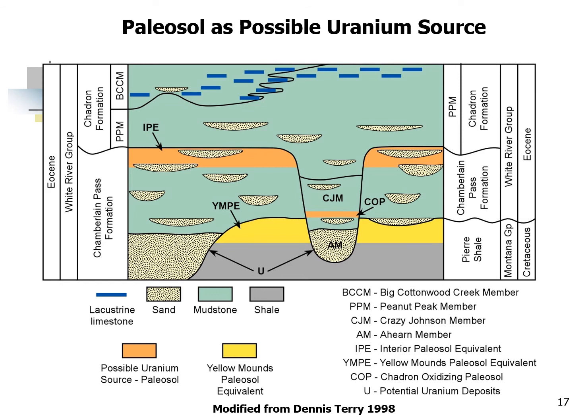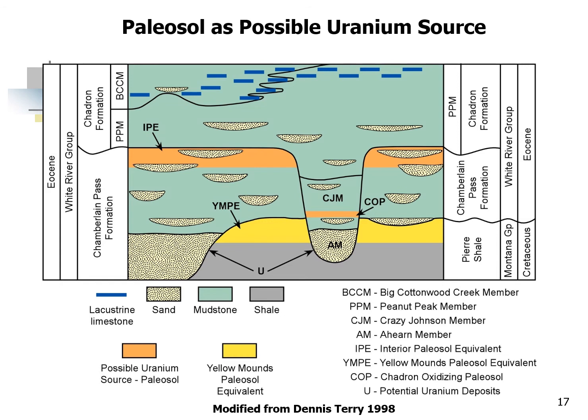Here we see the complicated stratigraphy of the lower part of the White River Group in Nebraska and South Dakota. We have a couple of potential paleosols that could be source rocks for uranium deposits in the local area. One is the Interior paleosol, which is the orangish paleosol that formed on top of the Chamberlain Pass, and in some areas it formed on top of the Yellow Mounds paleosol.